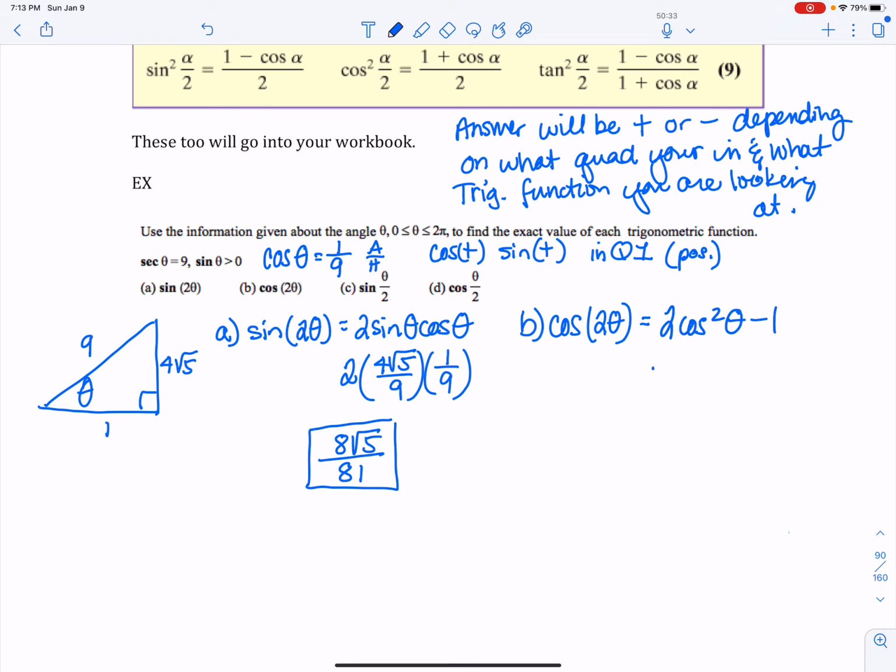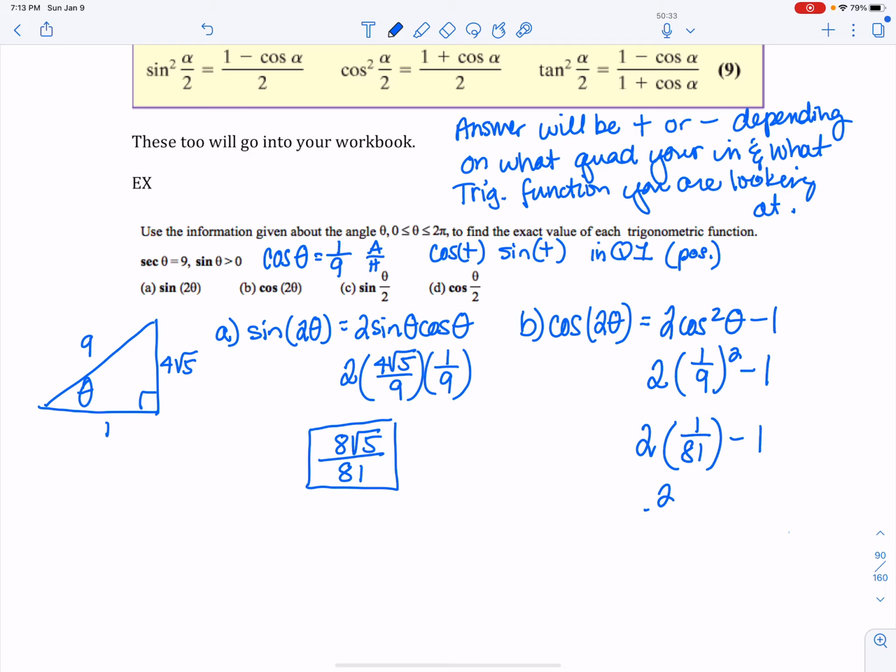Okay, so I'm going to take 2 times whatever the cosine is, which is 1 over 9 in this case. I'm going to square it, and then I'm going to subtract 1 from that. So squaring those terms, I get 1 over 81. That was done by taking 1 squared, which is 1, and 9 squared, which is 81. And I'm going to multiply that by 2 and then subtract 1.